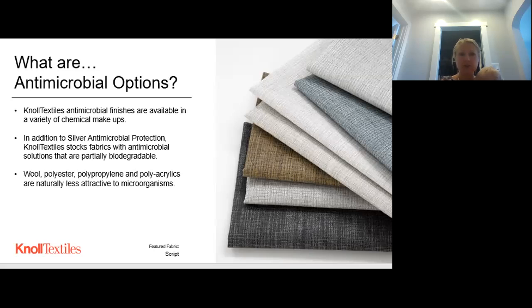There are also fiber options that are actually less attractive to the growth of microorganisms. With fabrics made from wool, polyester, polypropylene, and polyacrylic, these fiber options can offer antimicrobial properties without the added antimicrobial finish. The properties of woolen fabrics also have the benefit of being a less attractive surface for bacteria. Wool is known to have antimicrobial properties, which are believed to come from the thin, naturally greasy coating of the fiber that contains fatty acids, which inhibits the growth of mold, mildew, and bacteria. Polyesters are hydrophobic, which means the yarns resist moisture.